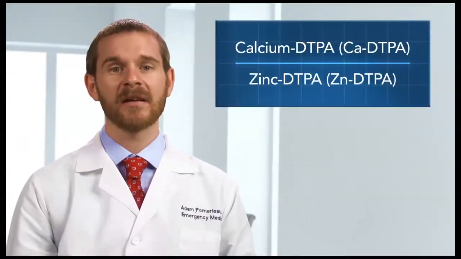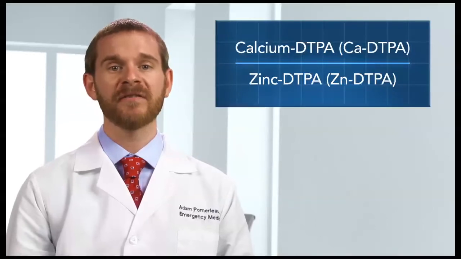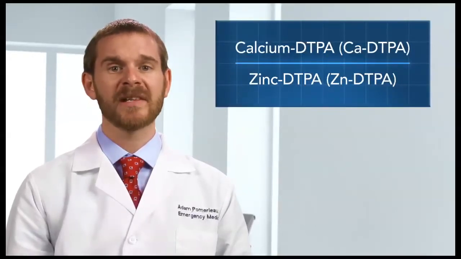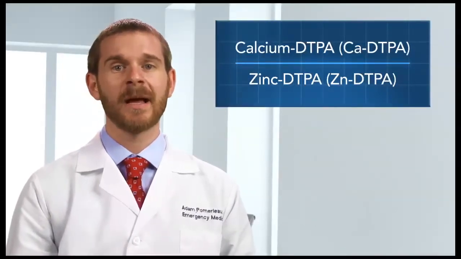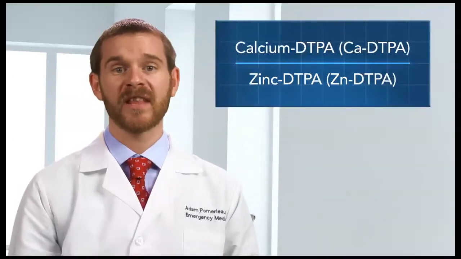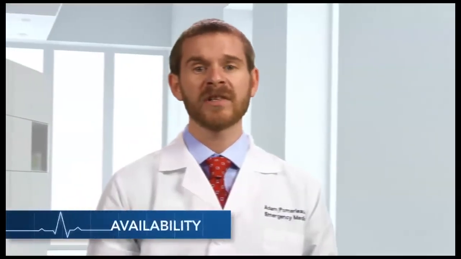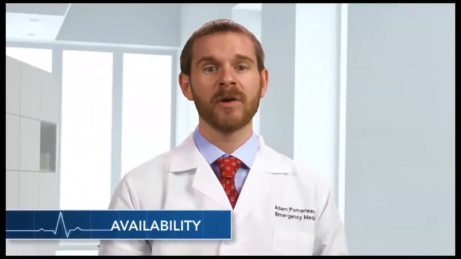There are two available forms of DTPA used to treat internal contamination: calcium DTPA and zinc DTPA. Both are considered effective forms of treatment, but as will be discussed later, there are specific times when one form is preferred over the other. If authorities determine it to be appropriate for a radiation emergency, the distribution of DTPA from state and federal stockpiles will be managed by public health agencies and will then be administered by medical personnel.